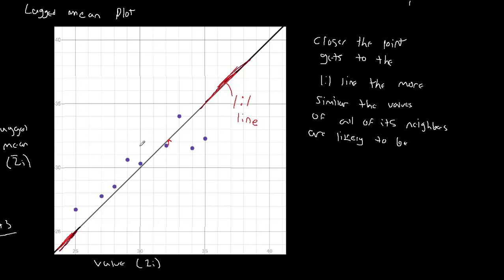Now, granted, you could have two very strong outliers cancel each other out. That's certainly a possibility. But generally speaking, the closer you get to this one-to-one line, the more similar values your neighbors have. And think about spatial autocorrelation: the more similar values your neighbors have, the more likely this data set is to display autocorrelation. Hopefully that sinks in. I'm going to repeat that one more time. The closer the point is to the line, the more similar the values of all of its neighbors must be.